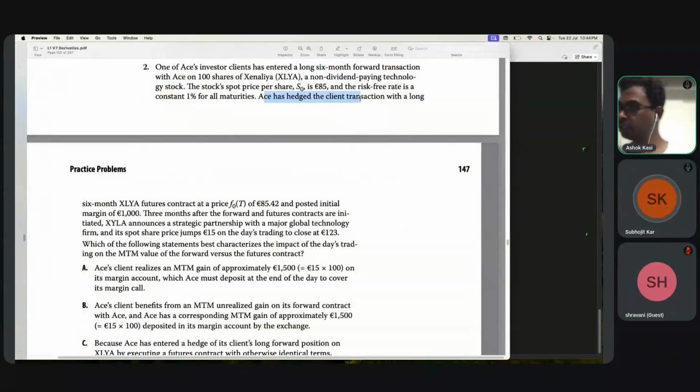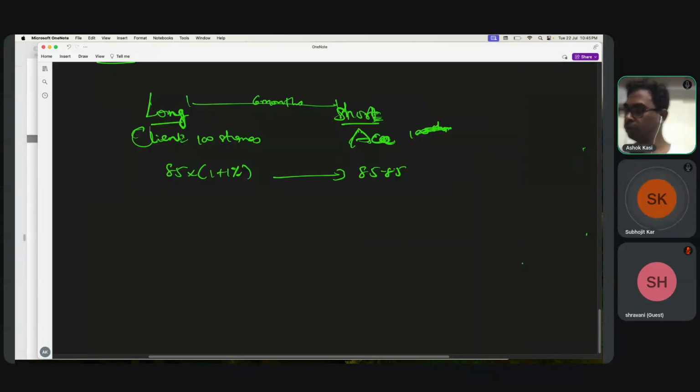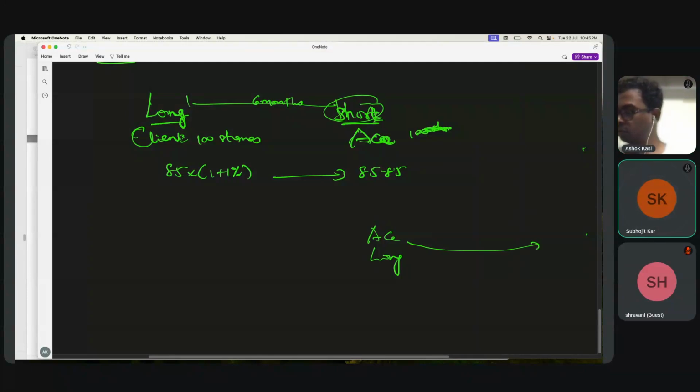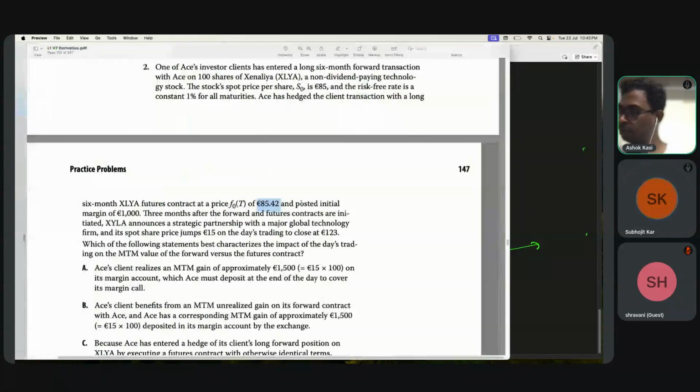ACE has hedged the client transaction with a long 6 month futures contract at a price of 85.42. So ACE has become long over here. Now, to hedge, ACE is short on the forward. The story moves to ACE's side. So ACE is long at 85.42.